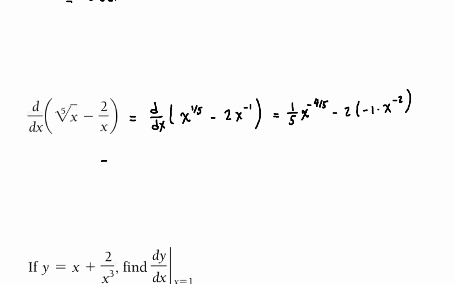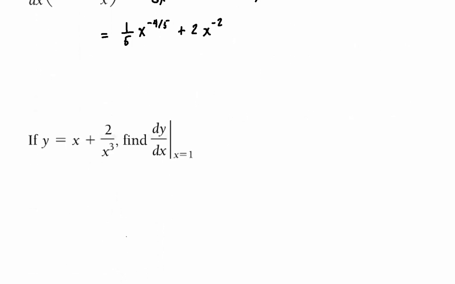So that's going to give you something like this. I'm going to leave it in terms of fractional exponents and negative exponents this time, just not to bore you with more simplifications.